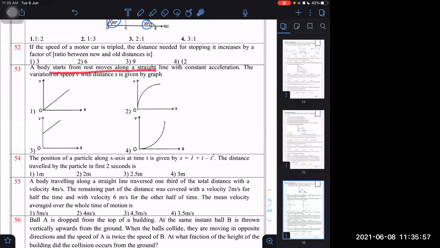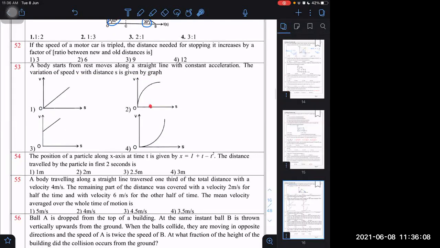A body starts from rest, moves along a straight line with constant acceleration. What is the variation of the speed versus distance graph? Speed versus distance. Sir, it is repeated, I think. Same only. Now this graph is correct here. That time it was wrong.